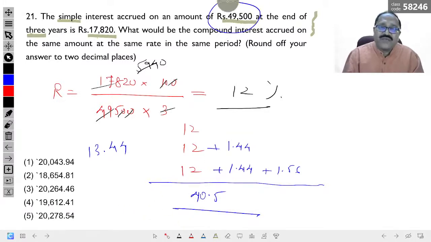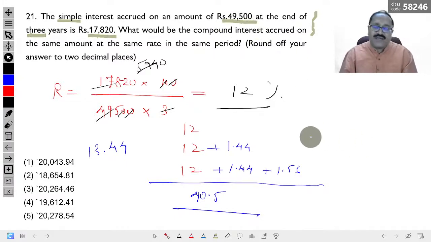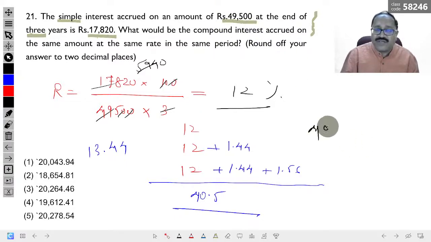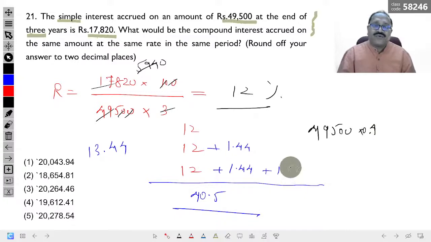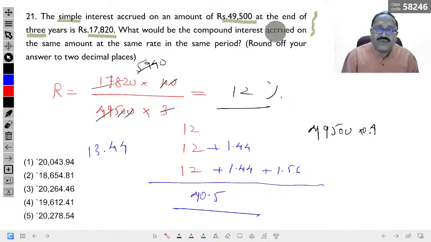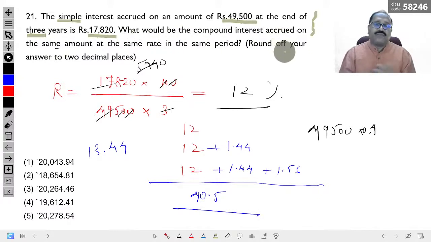टोटल इंटरेस्ट तो आ गया ना 40.5%. अब आपको सीधा इस पर 49,000 पर कैलकुलेट करना है. चलिए आपके साथ हम भी करते हैं. 49,500 इंटू 40% पहले निकाल दीजिए ना, 0.4. उसके बाद में 5% ऐड करेंगे. सो आपको क्या पूछा गया है? अमाउंट पूछा गया है ना. दैट इज व्हाट वुड बी द कंपाउंड इंटरेस्ट एक्वायर्ड. ओके, कंपाउंड इंटरेस्ट पूछा गया है.